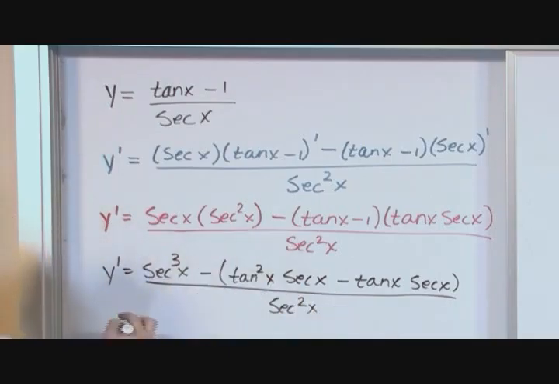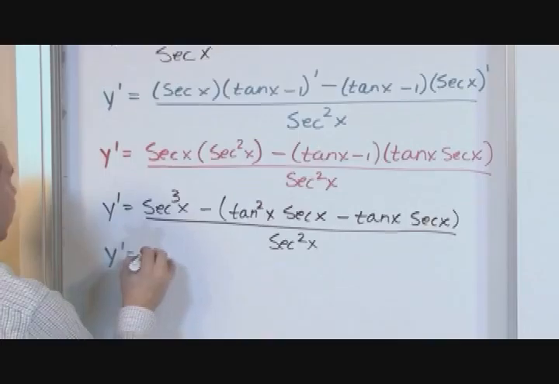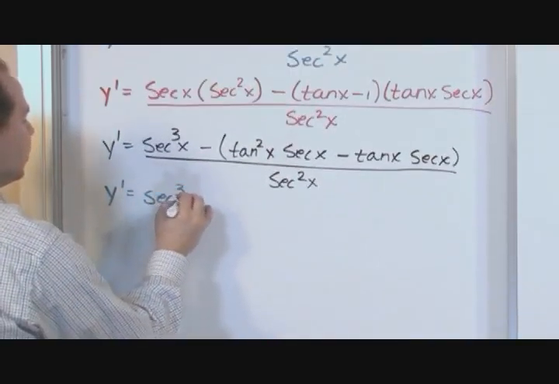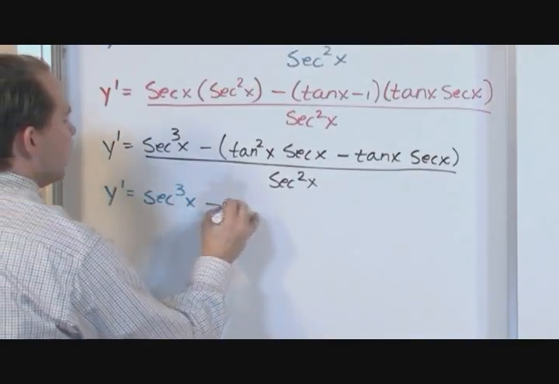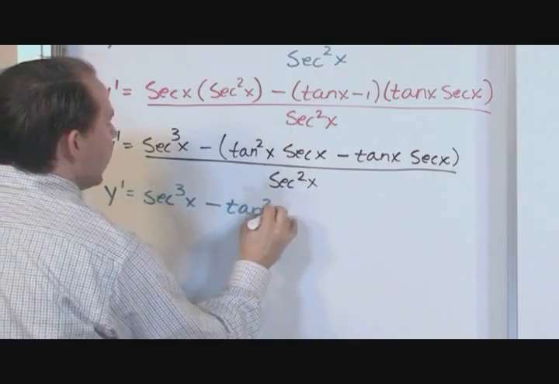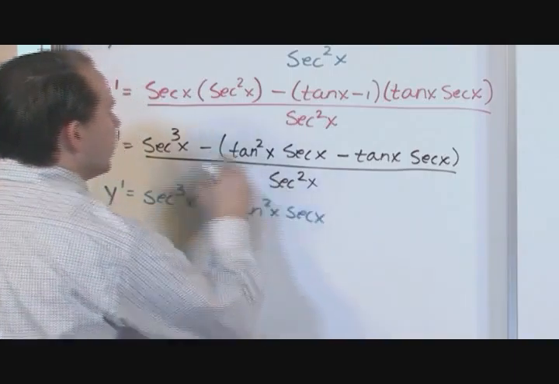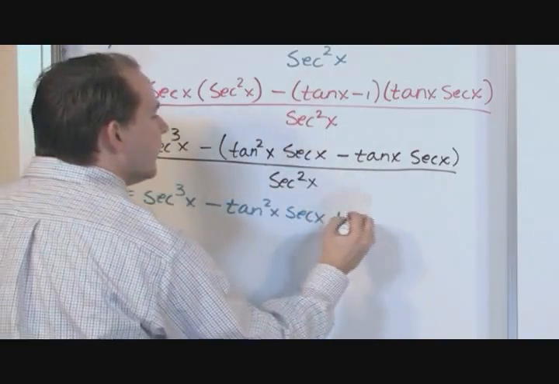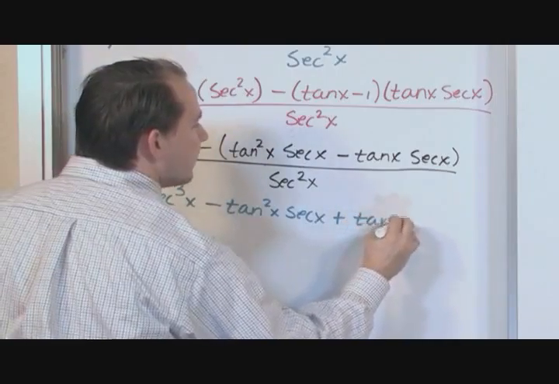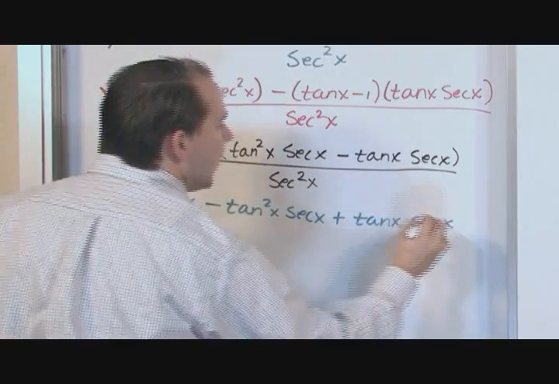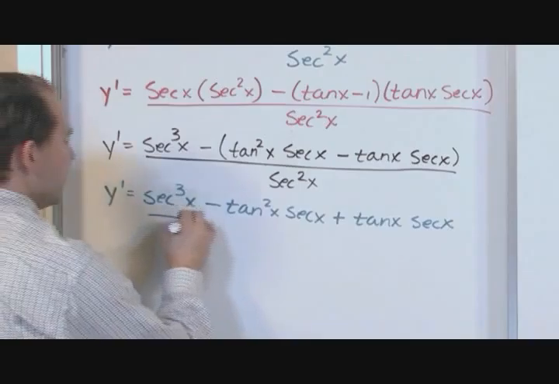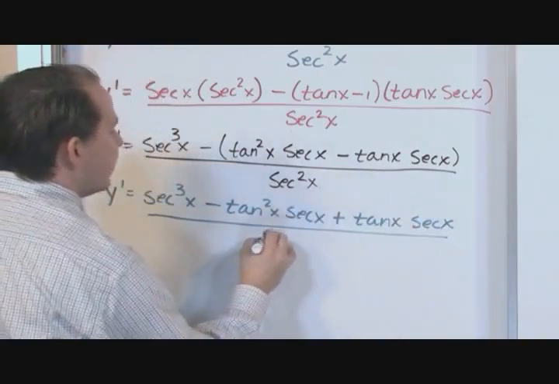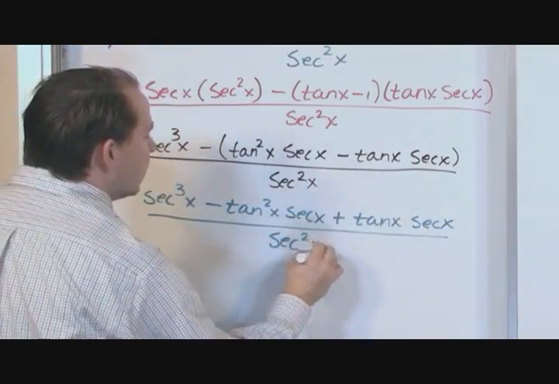So let's take care of the minus sign here. Y prime equals secant cubed of x minus tangent squared x secant x. Minus times minus is plus tangent x secant x. All right? And then we do a division sign. On the bottom we have secant squared x.